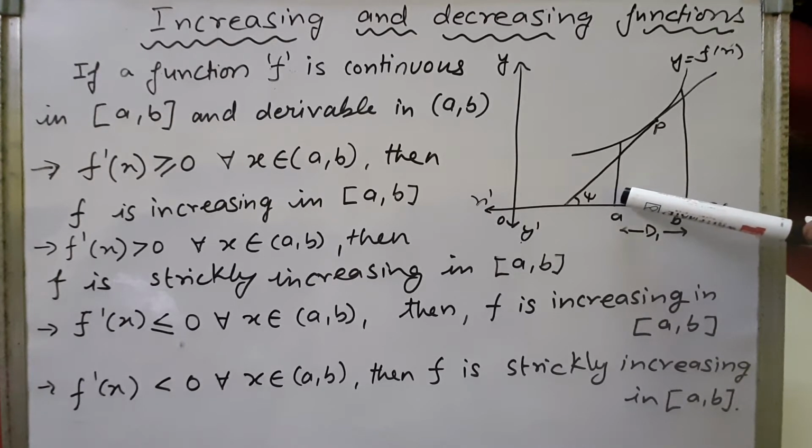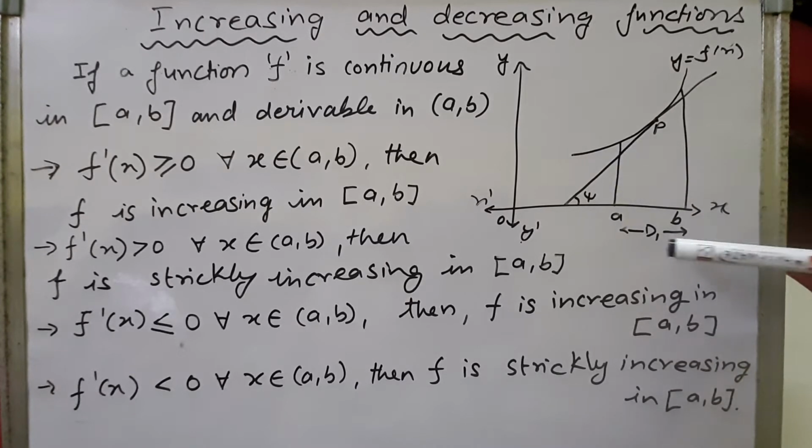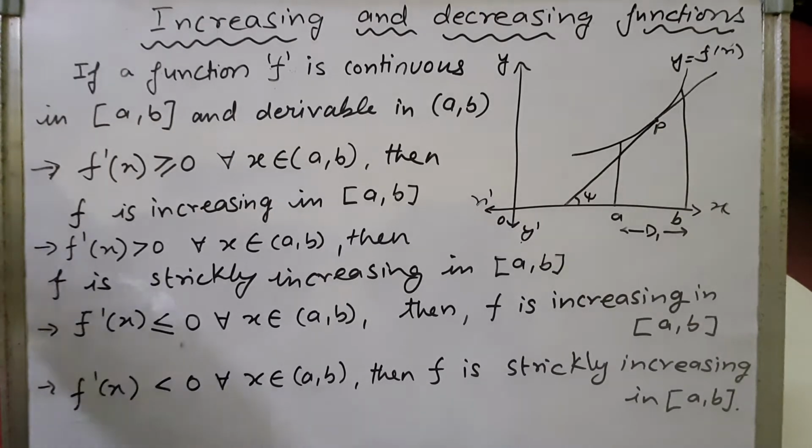So the value of tan psi will be positive, or we can say that the slope of all the tangents in the interval a and b will be positive, right, children? So whenever the slope of the tangent is positive, then we can say that the value of the derivative between a and b is positive, right? So when this happens, we can say that the function is strictly increasing. So when the function becomes increasing, let's discuss the condition.